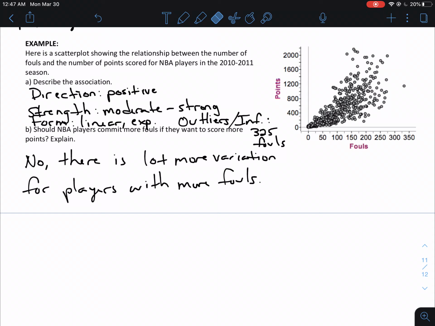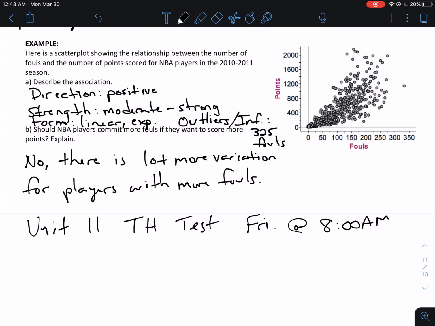So, all right, well, that wraps up Unit 11, guys. That is it for this year. I do have the Unit 11 test that I'm posting as a take-home test that is going to be on Schoology at 8 a.m. Friday. So again, I'll write this here in the notes for you to have. Unit 11 take-home test will be assigned Friday at 8 a.m. It's going to be due on Monday by 11:59 p.m.